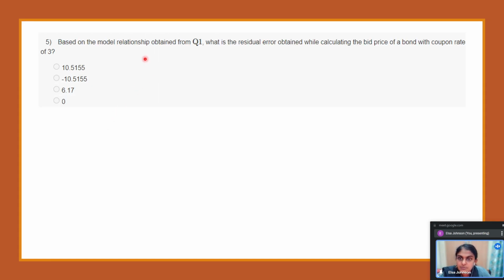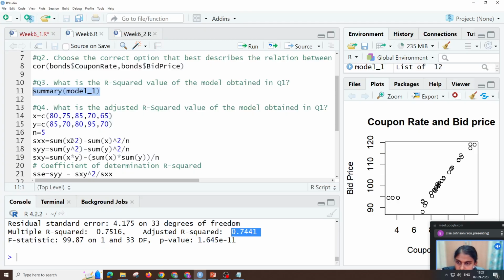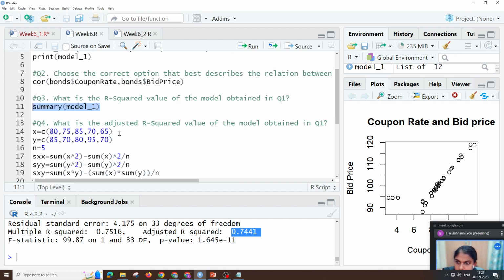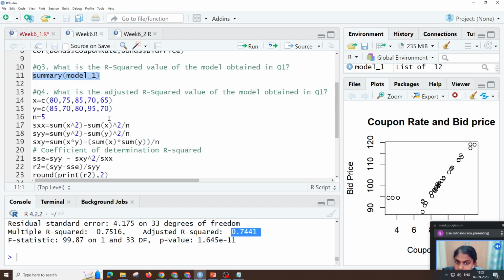Now based on the model relationship obtained from Q1, what is the residual or error obtained while calculating the bid price of a bond with coupon rate of 3? So how to calculate the... I mean you have given the answer right now. Okay, that is fine. For example, I have given a small example to calculate the adjusted R squared value and all. This will be coming later also.